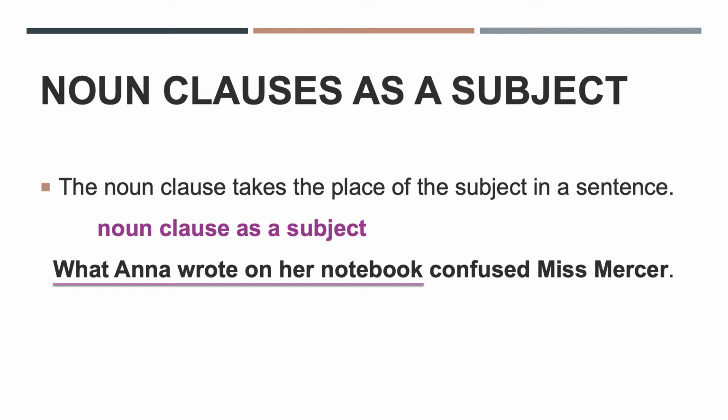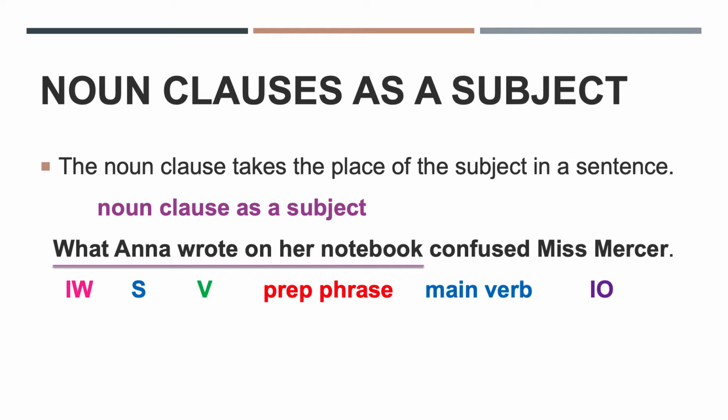Let's take a look at the example. What Anna wrote on her notebook confused Miss Mercer. You're going to see that we have an introductory word starting the sentence. In this case, what? We have the subject, Anna, and we have the verb, wrote.